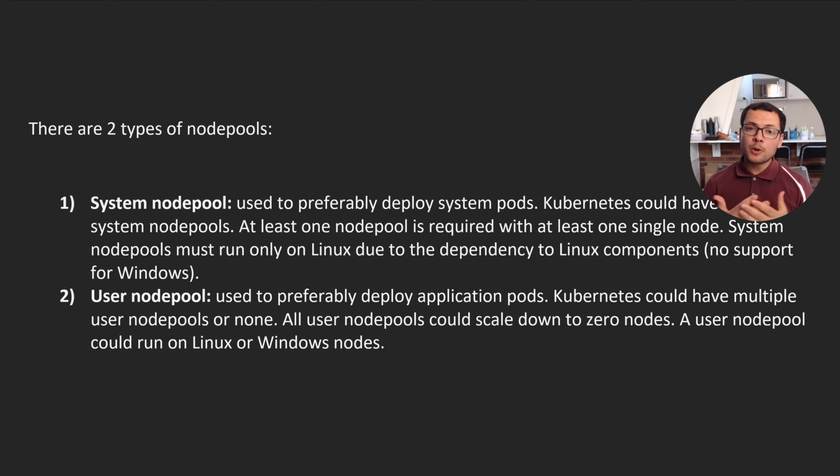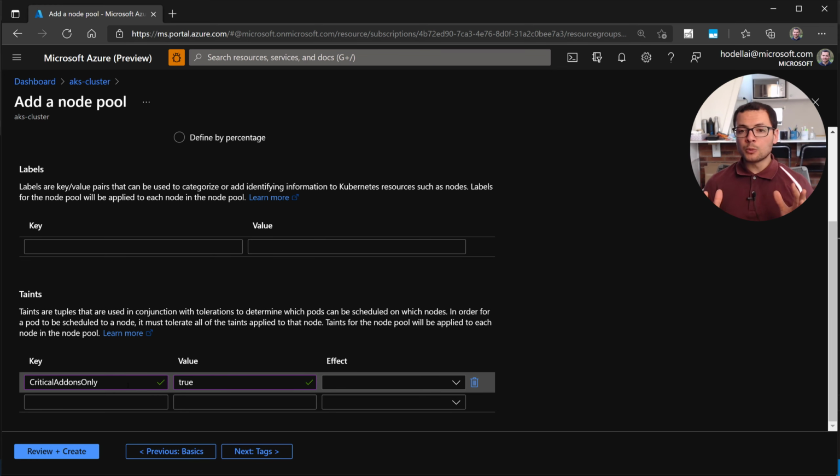The second type of node pool is the user node pool. It's used to preferably deploy application pods. Kubernetes could have multiple user node pools or none of them. All user node pools could scale down to 0 nodes. A user node pool could run on Linux or Windows nodes.